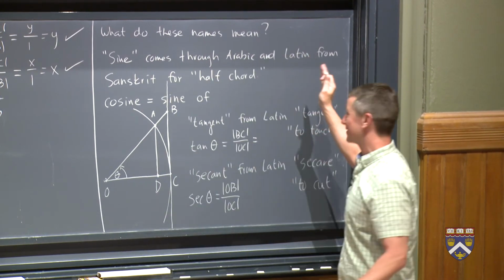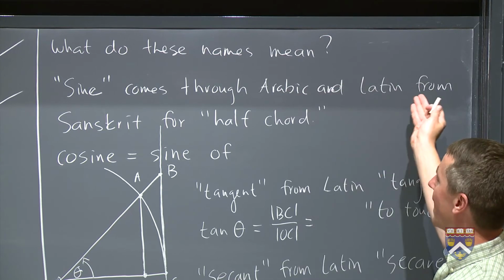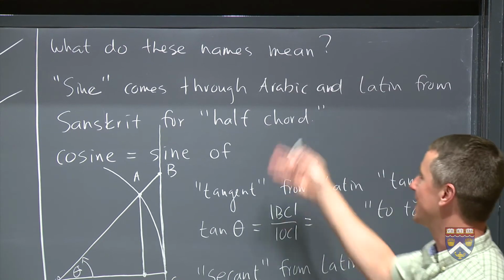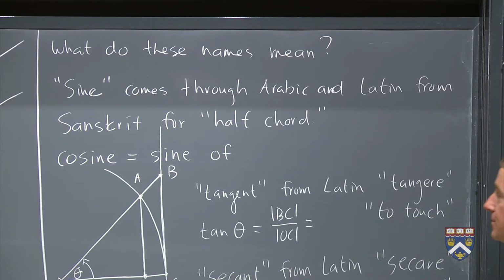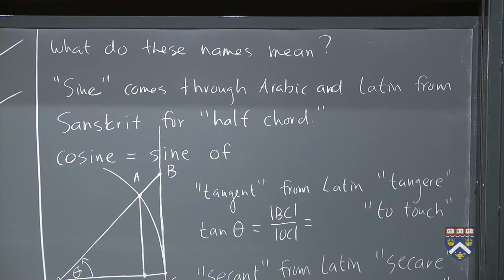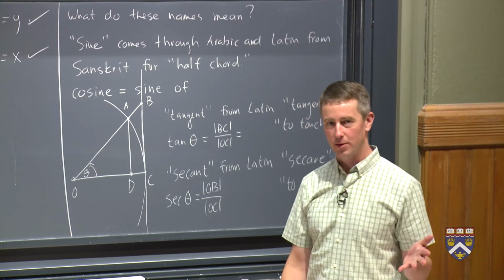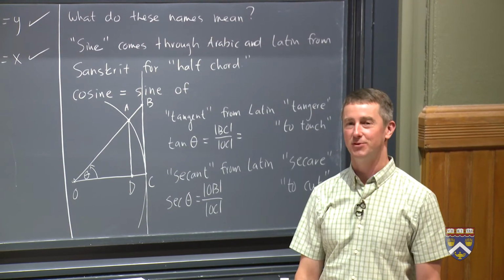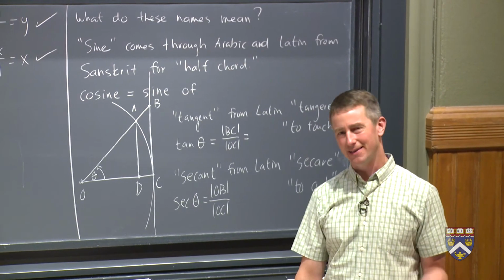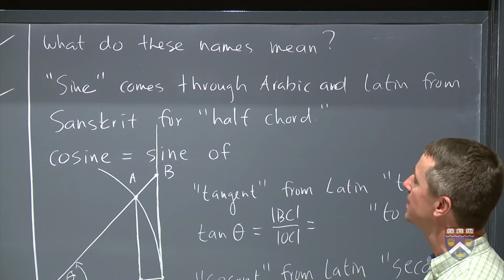That comes through us. It's been messed up through all these different passages through languages, from Arabic and Latin, originally from a Sanskrit word which meant half of a chord on a circle. That came to us and it means sine. So we just have to take that as a given. Then there's cosine. So where have you seen the word co in geometry class? I hope that if you've seen it, you might not have. It's fine if you haven't. But it means complementary.